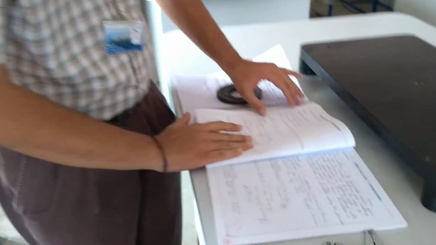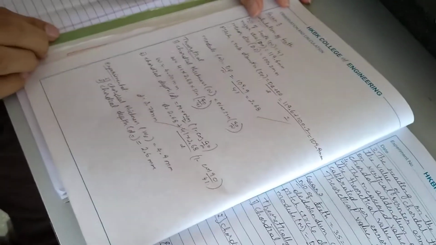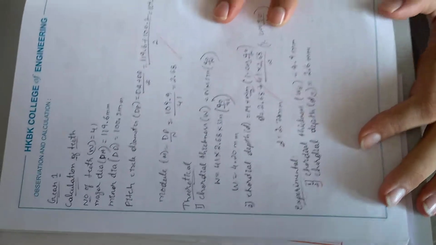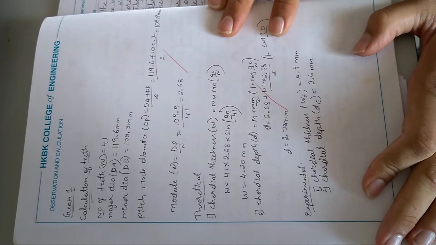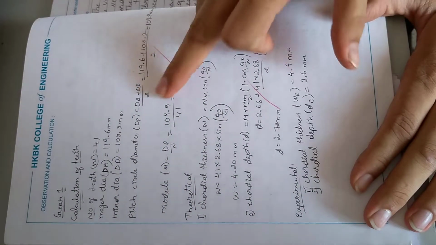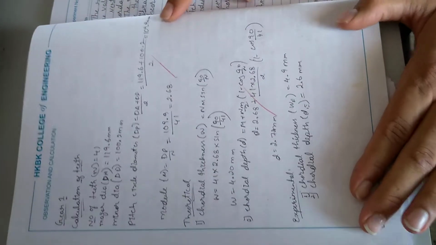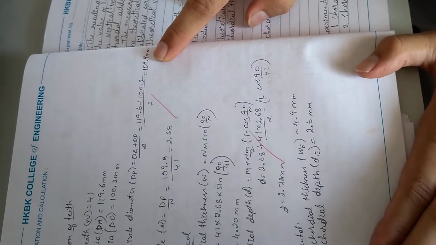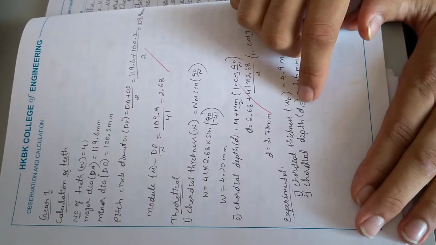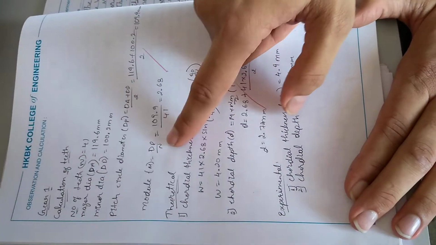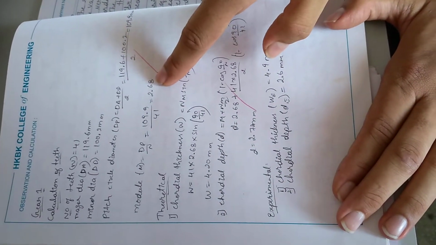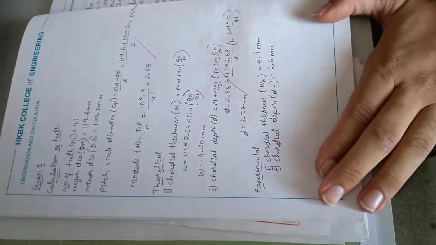Now for the first gear, which has 41 teeth, the major diameter, that is the addendum, measured is almost 119.6. The minor diameter or the dedendum will be around 100. To find the pitch circle diameter, we add the addendum plus dedendum and divide by 2. We will get it around 109. The module is the pitch circle diameter divided by number of teeth, so we have 2.68 as the module for gear 1.